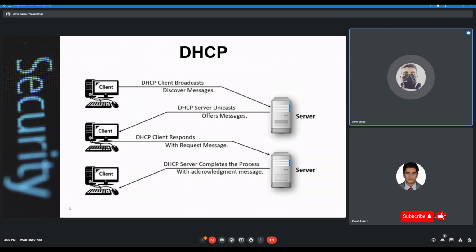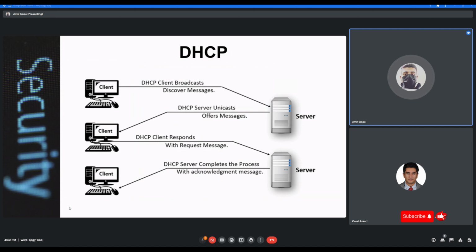Okay, here is a step-by-step process of how a computer gets an IP address from a DHCP server. At first, DHCP discover: the client, in this case the computer, sends a broadcast message in the network searching for a DHCP server. This is done because the client doesn't know where the DHCP server is located, or in other words, the client doesn't know the IP of the DHCP server. DHCP offer.